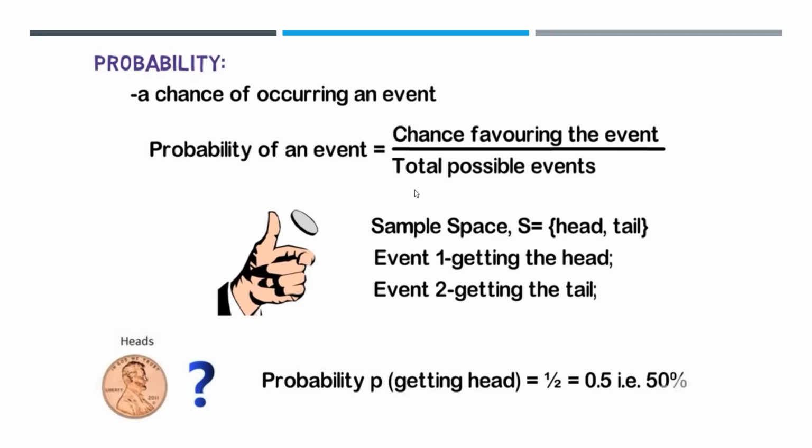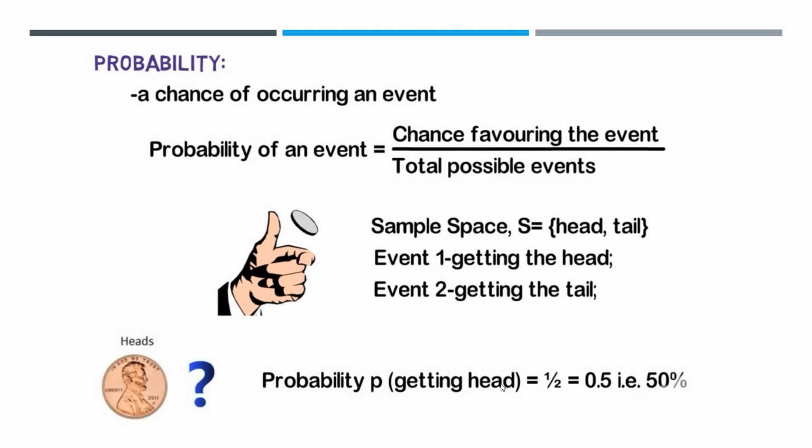This can be easily explained with the help of an example, that is, tossing a coin. We have head and tail on the coin, and we can define two events here. The first event is getting the head, while event two is getting the tail. Now, if you want to find the probability of getting the head, head will come only once, but there are two possibilities, head and tail. So the probability of getting the head is 1, which means head will only come, divided by 2. Two means the total possible events, that is head and tail.